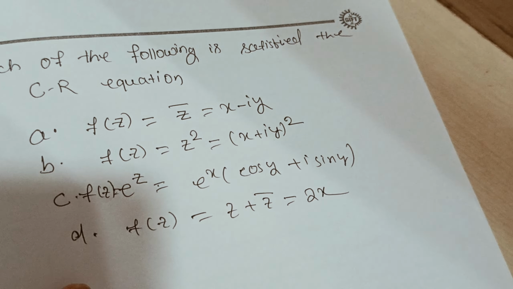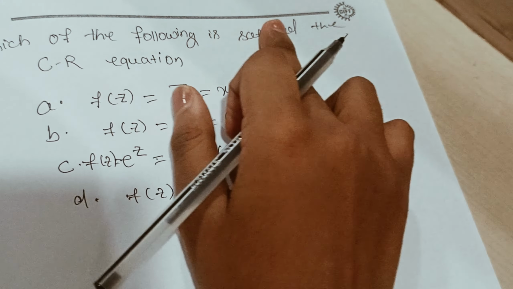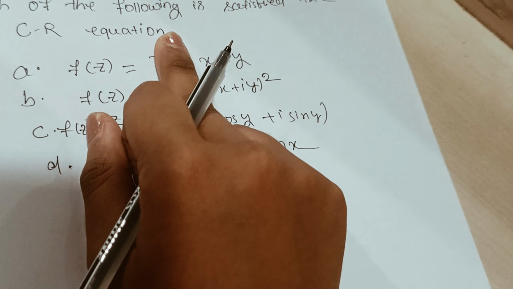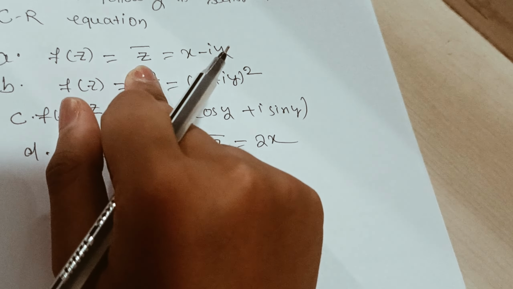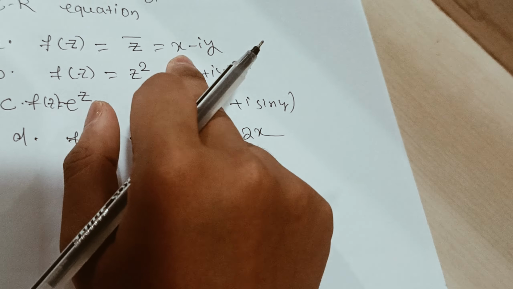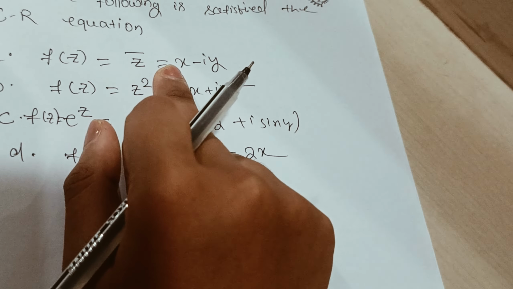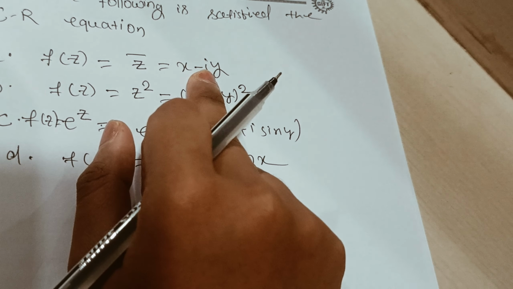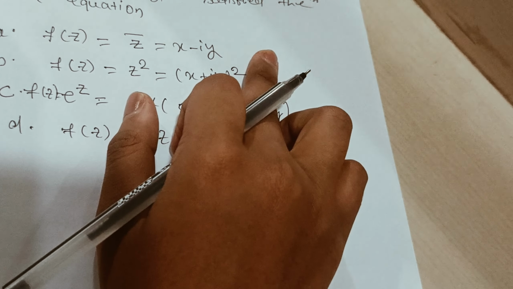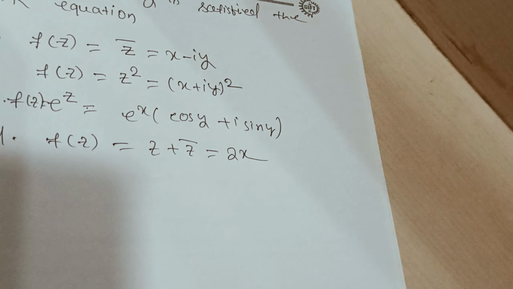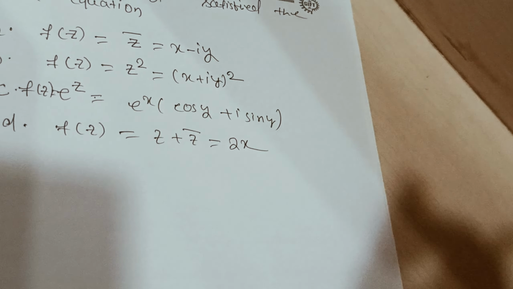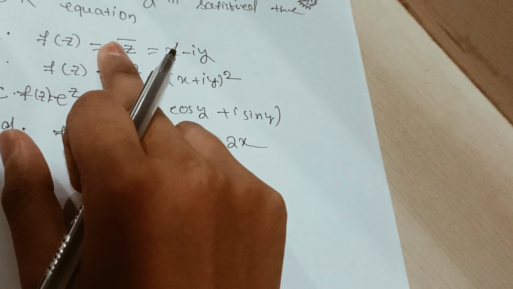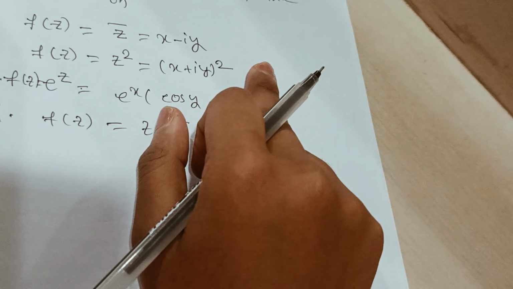Now let's see another example. Which of the following satisfies the CR equations? Option A, f of z equals z bar equals x minus iy. The CR equations are violated. Ours was z equals x plus iy, but here it is x minus iy, which equals z bar. The CR equations are violated.